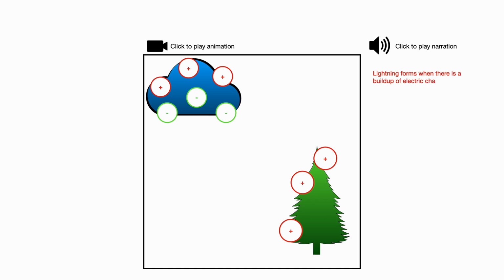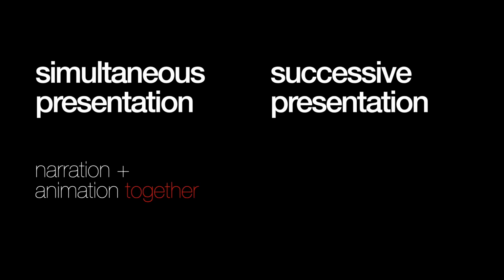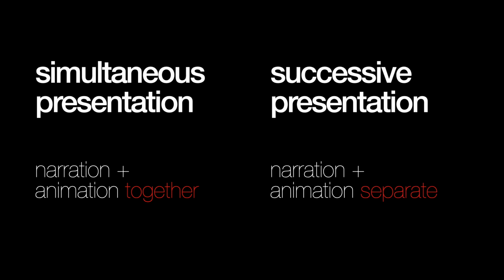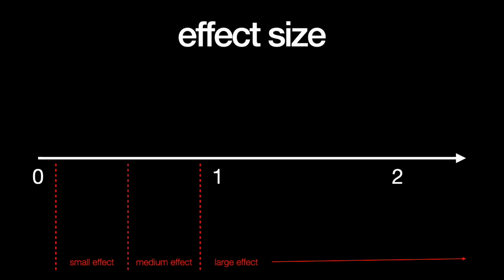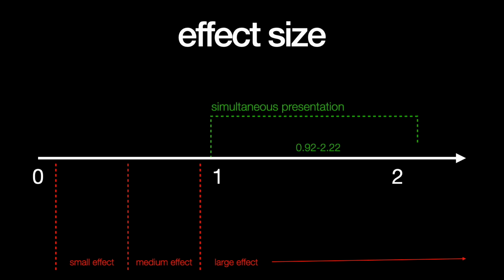For example, in a self-paced learning module, learners might be presented with an image or animation and be asked to click for the narration. Researchers compared two groups of learners. One shown a simultaneous presentation in which narration and animation were presented together, and a successive presentation in which narration and animation were presented separately. The results showed significant benefits in learning transfer in the simultaneous presentation, which followed the temporal contiguity principle, with effect sizes ranging from 0.92 to 2.22.